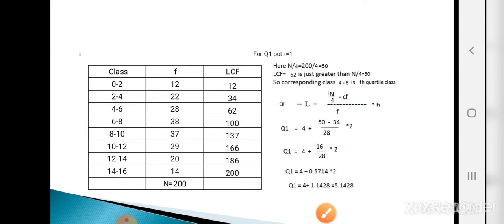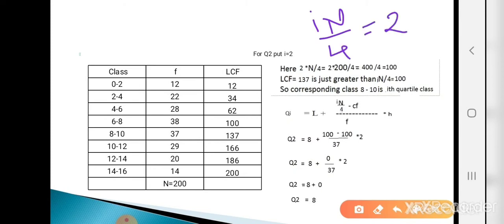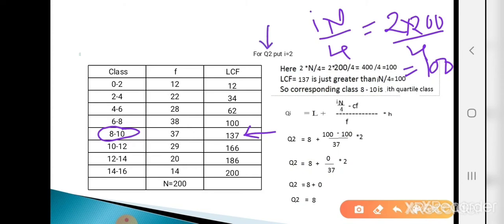Okay, now see how to calculate the second quartile. For the second quartile, put i is equal to 2. Then iN divided by 4: 2 into capital N, 200, divided by 4, so this value is 100. Now see the LCF just greater than 100, not equal to 100, just greater than 100. Here the LCF value 137 is just greater than 100. So the corresponding class is the second quartile class, because here we are finding the value of Q2. The second quartile class is 8 to 10.